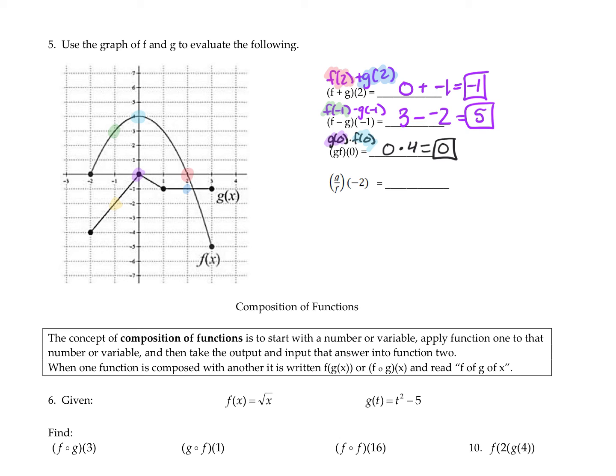So this last one is g of negative 2 divided by f of negative 2. g of negative 2 is right here, so it'd be negative 4. So negative 4 divided by f of negative 2, which is right here, is 0. So we actually can't divide by 0, so this is undefined.